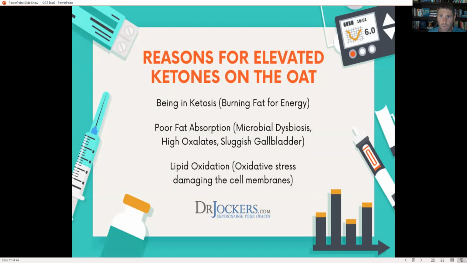So again, reasons for elevated ketones on an OAT test. Number one would be being in ketosis, which is a healthy marker. That's a good thing. But you could also have poor fat absorption too. Microbial dysbiosis, high oxalates, sluggish gallbladder can all cause problems here. Lipid oxidation, so oxidative stress damaging the cell membranes. So those are all markers, all things that we need to look at. So gallbladder, if we have high oxalates, that can cause problems there, dysbiosis.